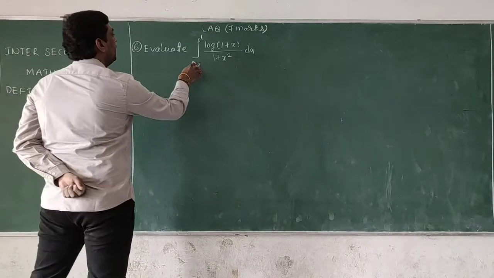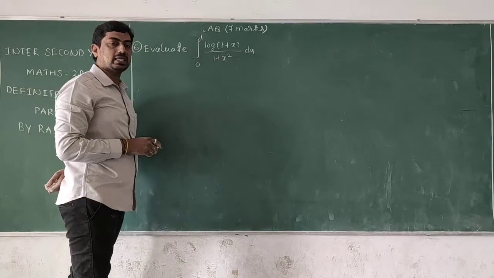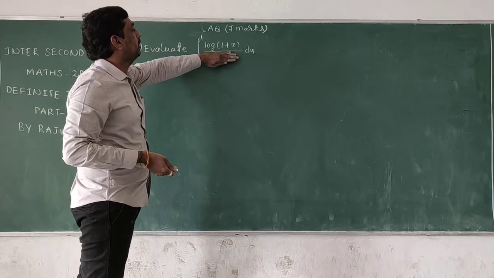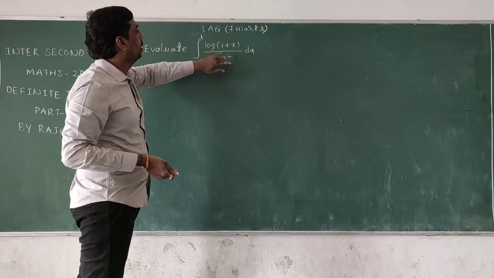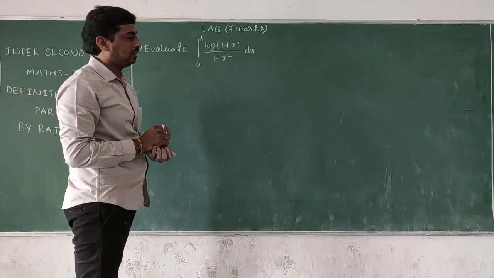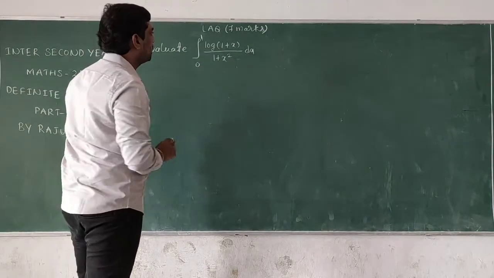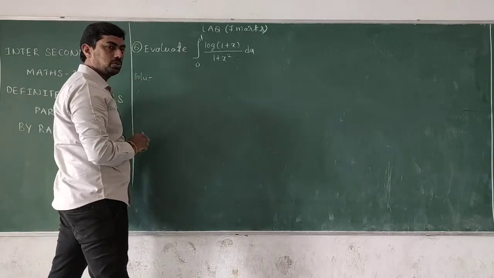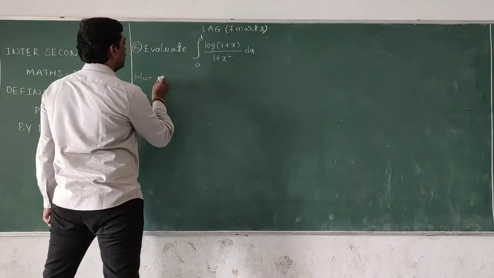Now the question is integration from 0 to 1 of log of (1 plus x) by (1 plus x square) dx. If you neglect the 1 plus x square, can you observe this one? Integration 0 to 1 log of 1 plus x. In order to solve this one, use the substitution method. What does that mean?